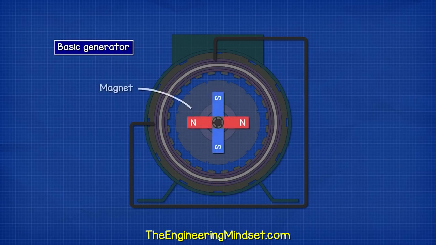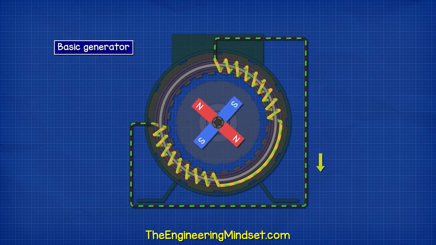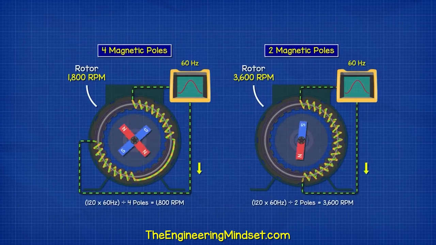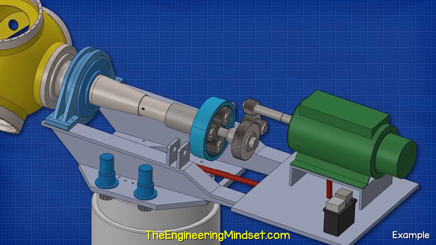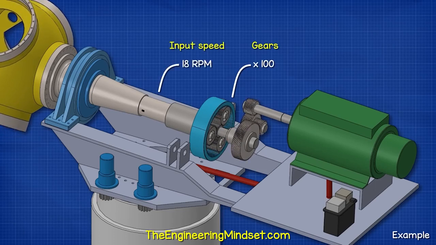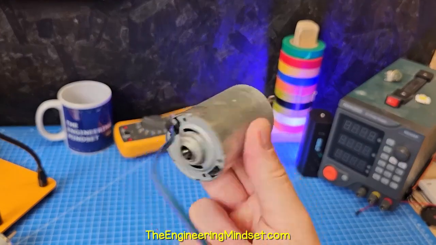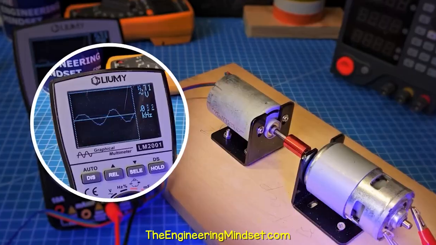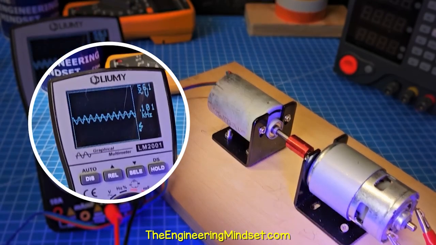But if we add another magnet and coil, we can reduce the distance and time taken for the north and south pole to pass a coil, and so the rotational speed reduces to just 1,800 RPM. The gearbox increases the speed by around 100 times, so we only need 18 RPM at the hub for the blades to achieve that. We can see with this simple 2-pole AC generator that the frequency produced depends on the rotational speed of the rotor shaft.